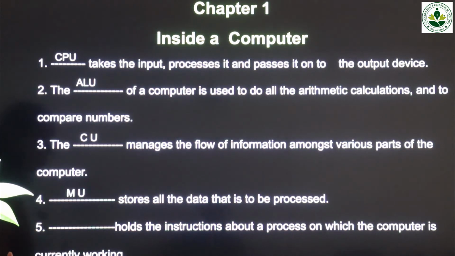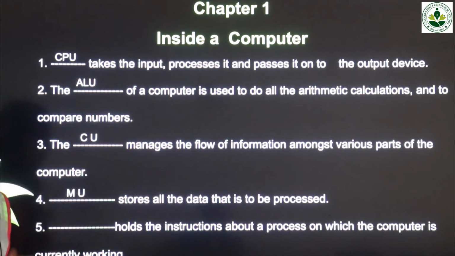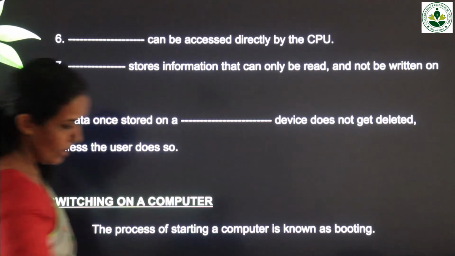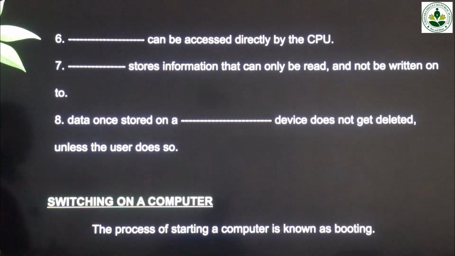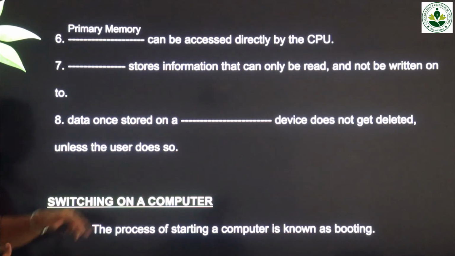Then dash holds the instructions about a process on which the computer is currently working. So some built-in instructions are there in the computer. So what holds the instructions? It is RAM, random access memory. Okay. The next one, dash can be accessed directly by the CPU. What can be accessed directly by the CPU? It is primary memory.